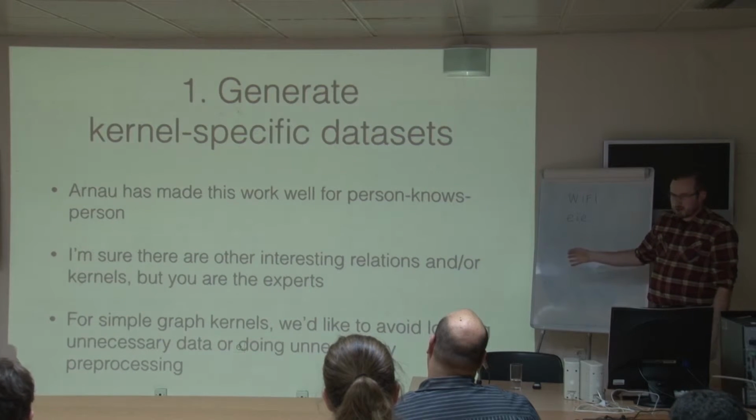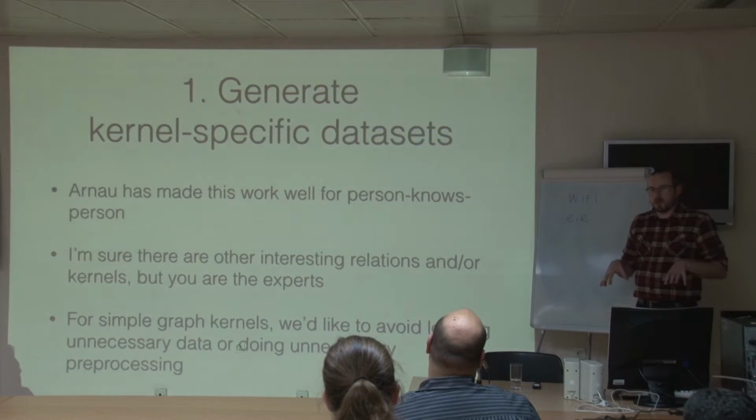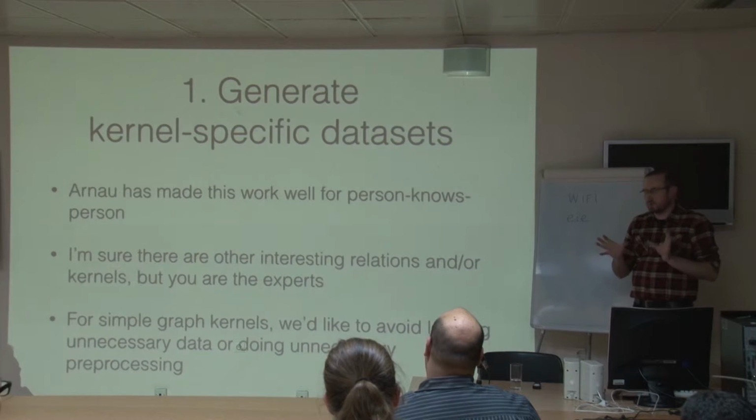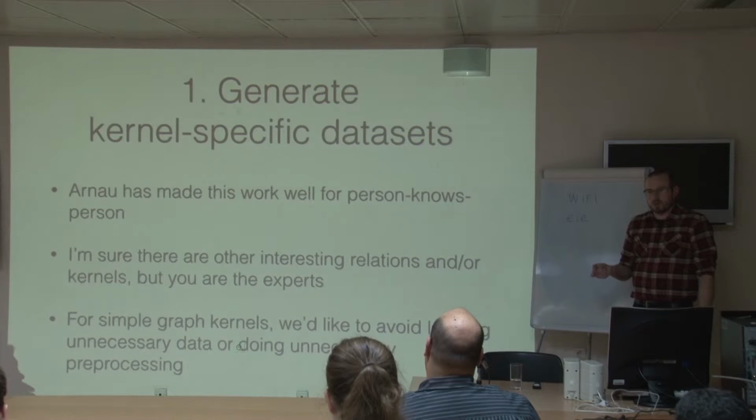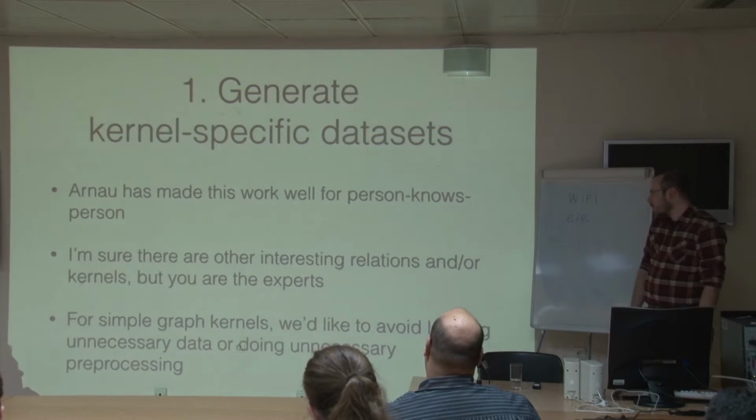I'm sure there are lots of other relations. We as architects are fairly dumb about these things. We don't understand the use cases very well. You guys, I think, do. And so we're interested to hear more about what other interesting relations we should be looking at, what other questions we should be trying to model with these small kernels.